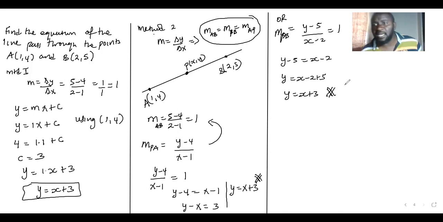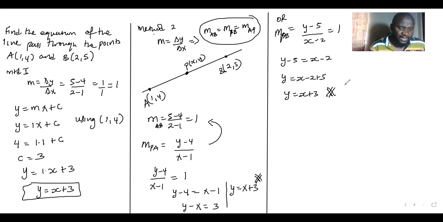So you just pick any of the points, then choose an arbitrary point which has unknown values of x and y, then get the gradient of the unknown point and any known point. Then equate it to the gradient of any 2 known points that lie on the same straight line. With that, we would have got the equation of the line.